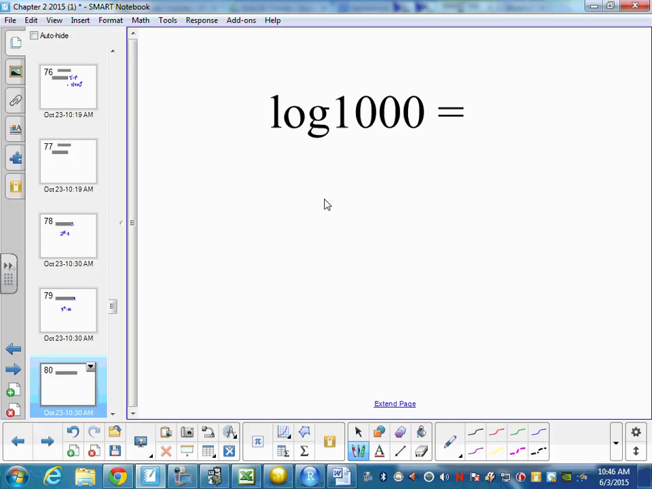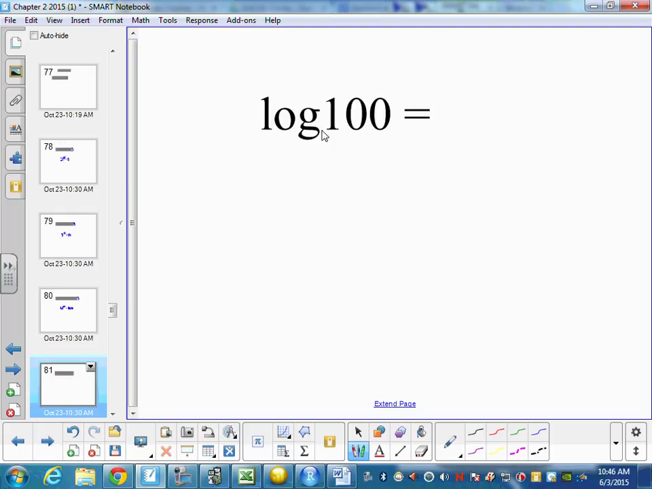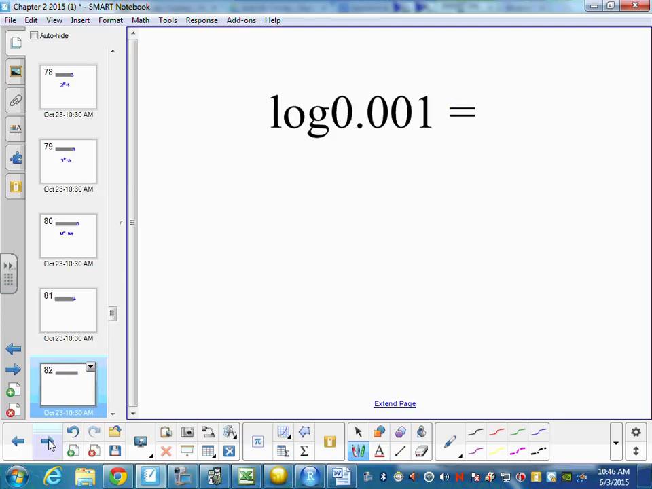If we don't have a base down here, the assumption is that it's 10. So 10 to which power is 1,000? Well, there's 3 zeros, so that would be 3. It's log base 10 of 100. There's 2 zeros, so that's 2. This one is like 1/10th would be 1 decimal. 1/100th would be there. 1/1000th would be here. This is the same thing as saying 10 to the negative 3. So log base 10 of 10 to the negative 3 would just be negative 3.